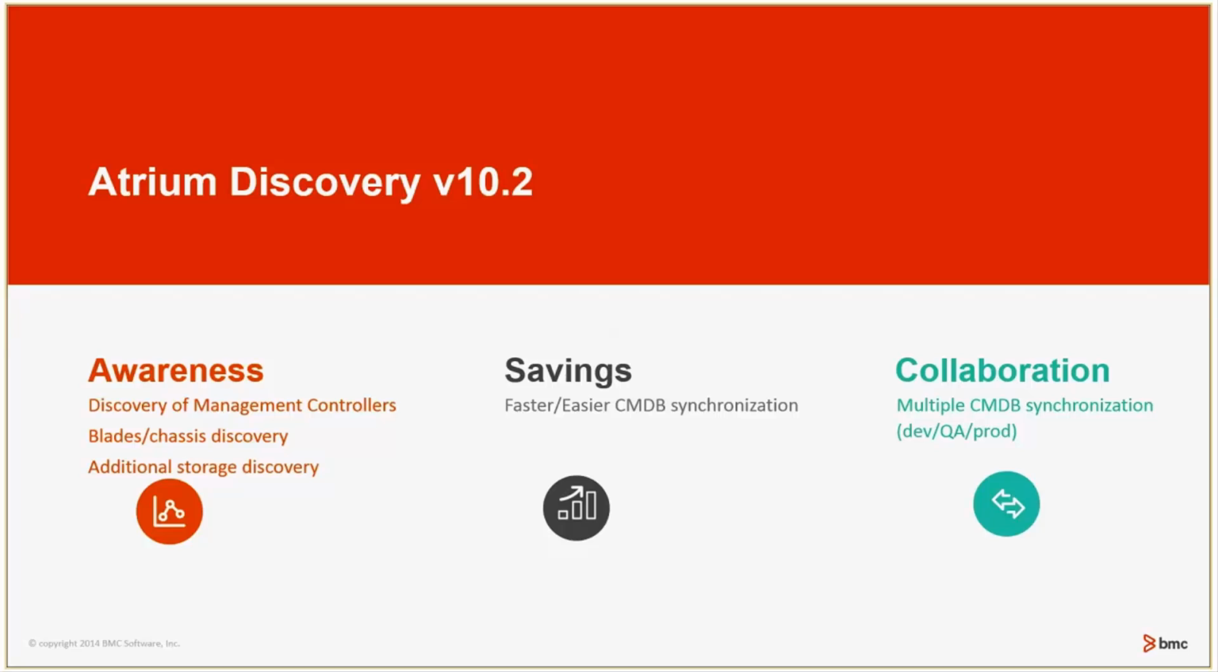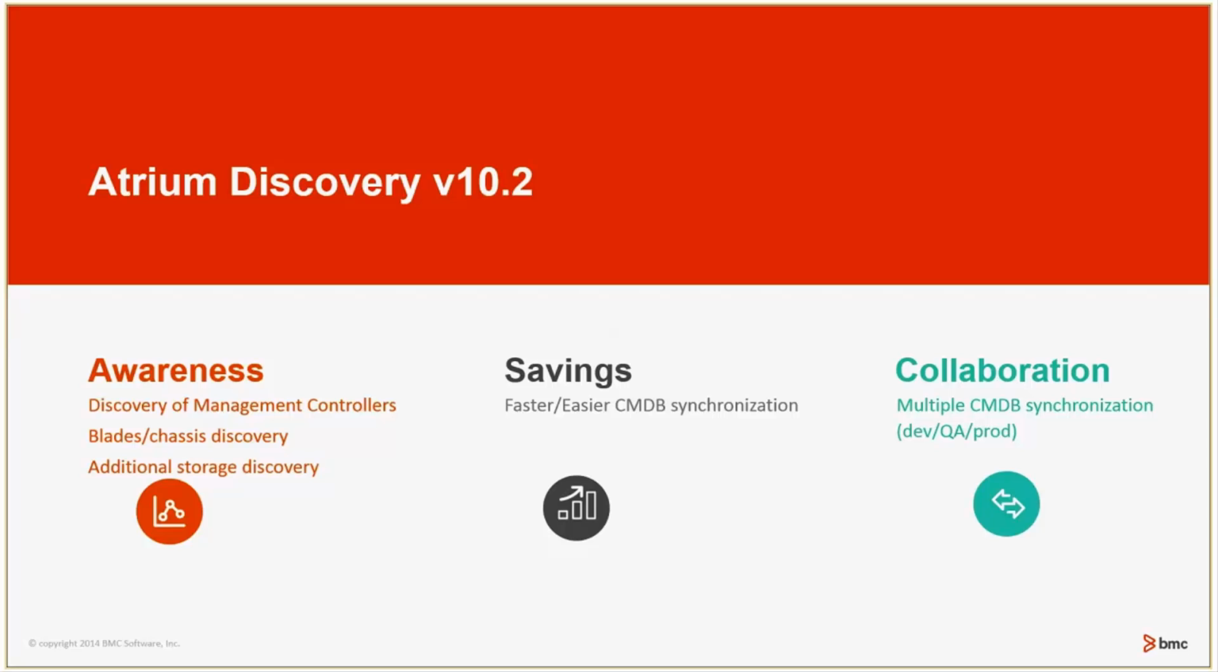The new features in ADDM 10.2 can be grouped into these three customer benefit areas. The first is awareness, the second is savings, and the third is collaboration. You can think of these things as themes. We are always growing the ADDM content library to enable you to use ADDM to discover new software products, new infrastructure types, and so on. In terms of awareness, version 10.2 adds discovery for management controllers, blades, and chassis, and additional storage-specific discovery capabilities, including support for SAN switches.